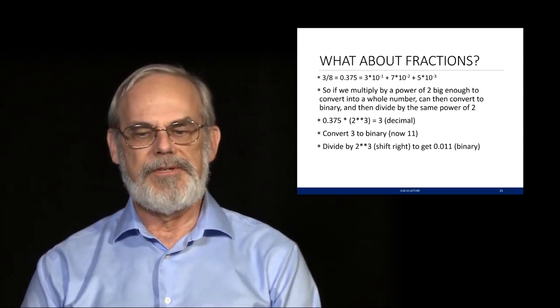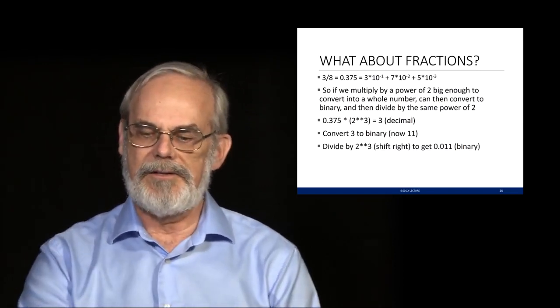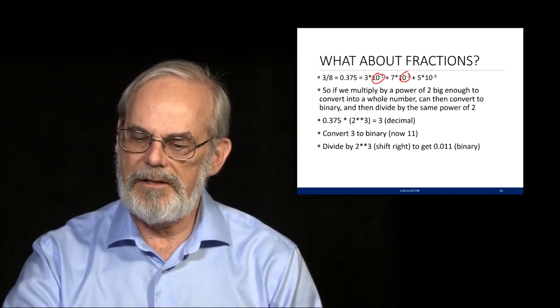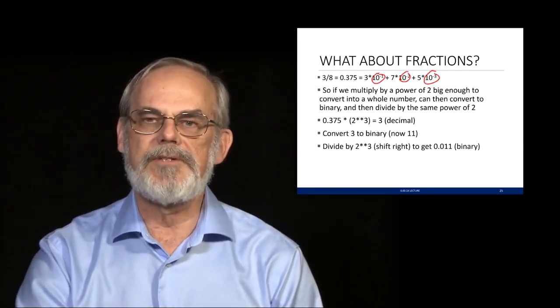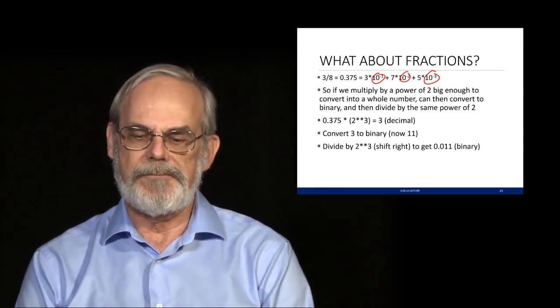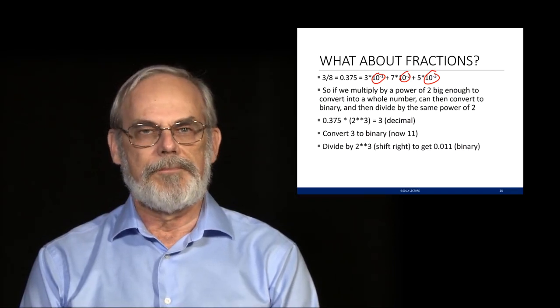3/8 is 0.375, and in decimal, that is 3 times 10 to the minus 1, plus 7 times 10 to the minus 2 plus 5 times 10 to the minus 3. It's just the digits associated with each of the placeholders. Here's the trick I'm going to play.